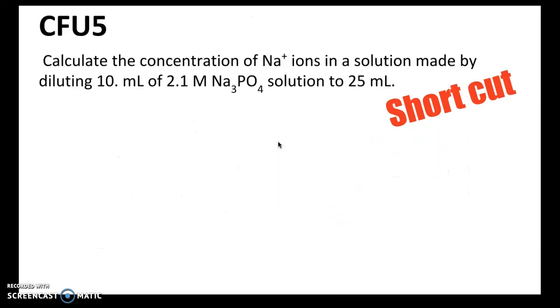All right, here's your CFU. You're going to try it using the shortcut. When you press play again, the answer and work will be revealed.